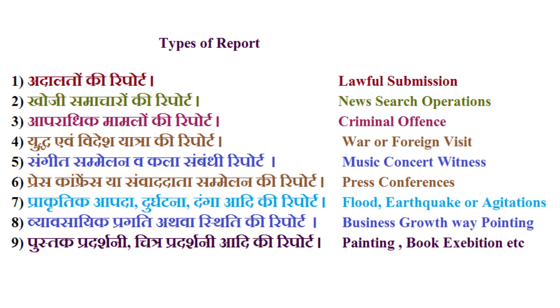That means in the search operation you need to write a report as a witness. Number 3, आपराधिक मामलों की report. That means if you have seen some incident, or maybe the incident has taken place at your residence or in your locality, and you are writing that report to give it to the police department.